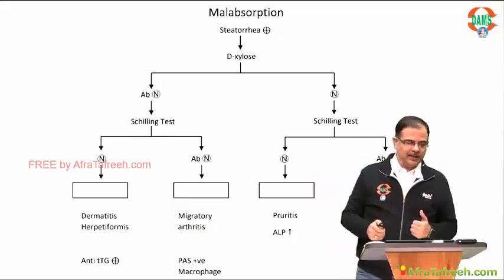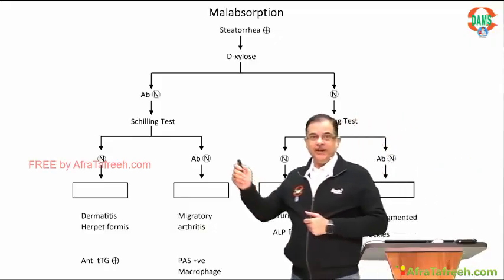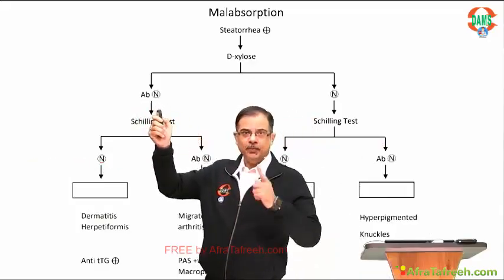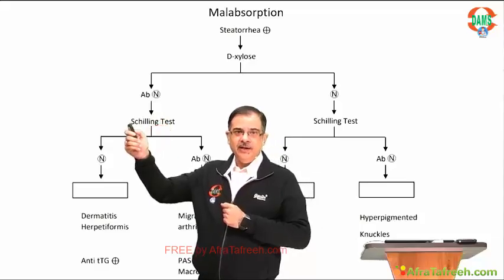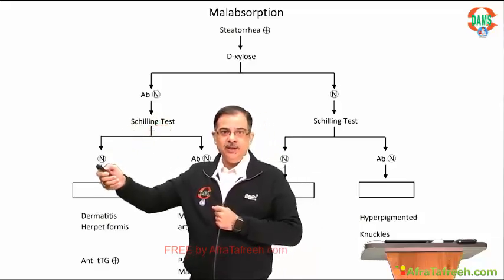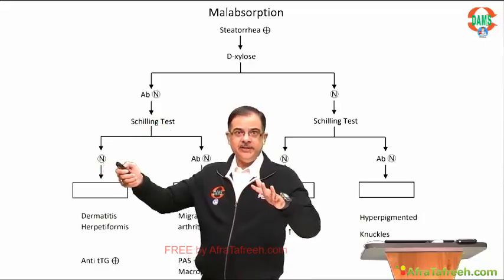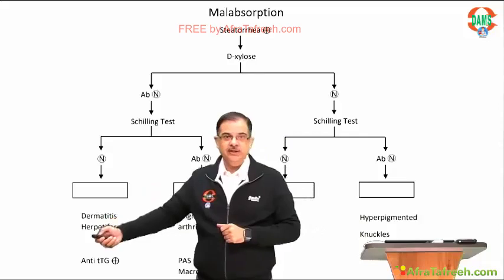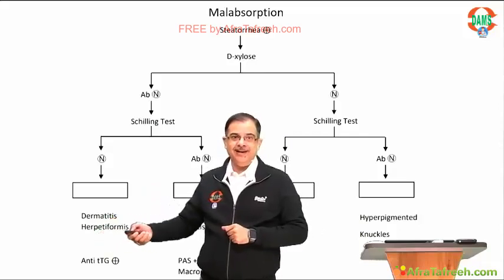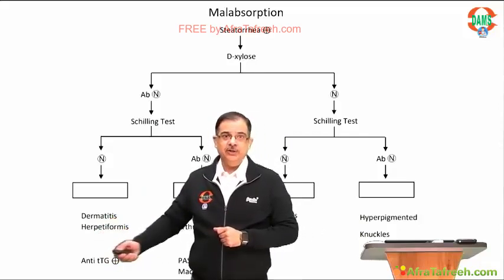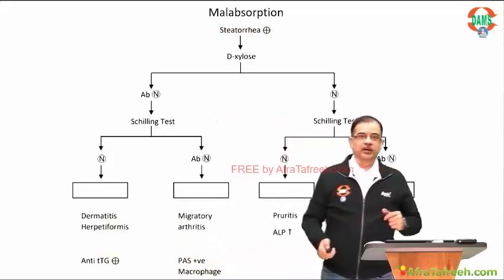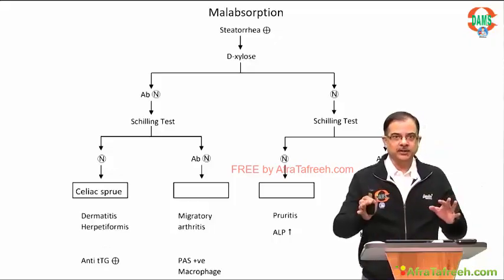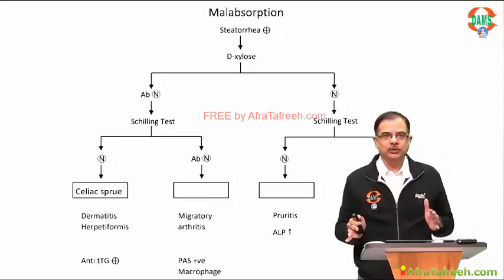So in this combination, the patient has D-xylose abnormality, means proximal small intestine is affected. Schilling test is normal, that means distal is spared. So there is one disease which affects the proximal part of the small intestine. Clinical features are given as dermatitis herpetiformis. Investigation to help you is anti-TTG antibody. So 100% answer here will be celiac sprue. No other answer. Celiac sprue affects the proximal small intestine.